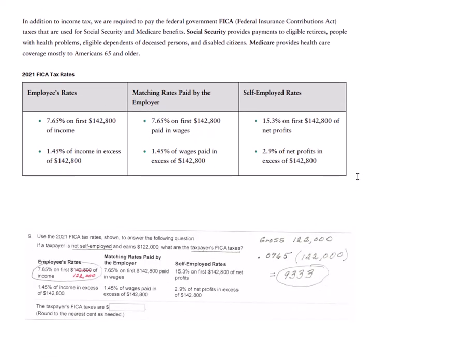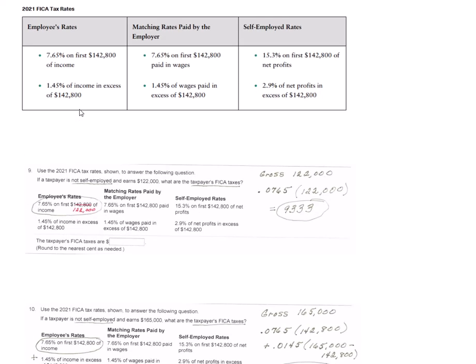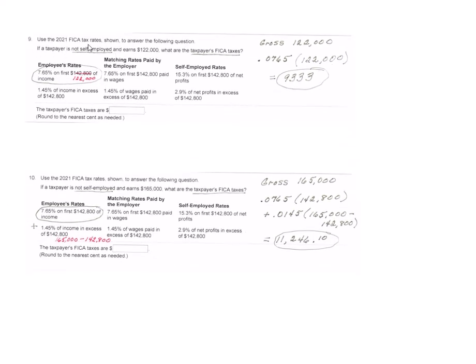Here is the chart. It is much smaller, and you are not affected by whether you are filing single, joint, or whatever. It is employees versus employers versus self-employed. We are going to stick in this column. It says use the 2021 FICA tax rates, and I'll go up here and use those. Well, they're written down here. They're not self-employed, and they earned $122,000. That is gross. They don't care about AGI. They don't care about taxable income.